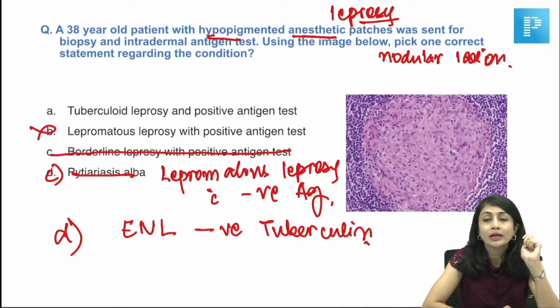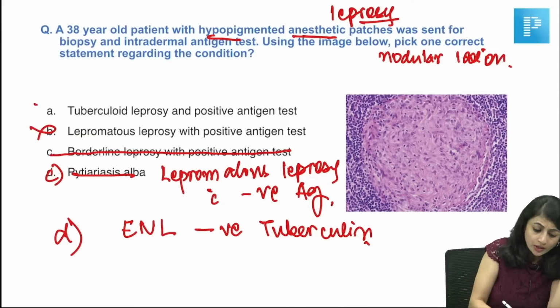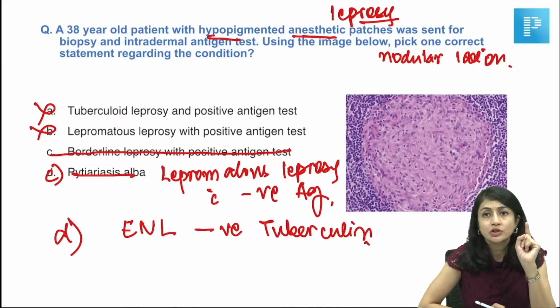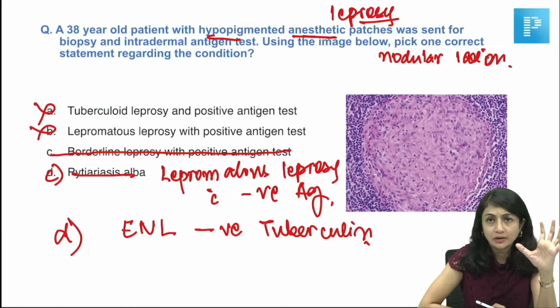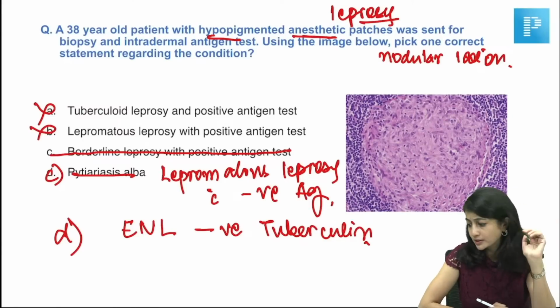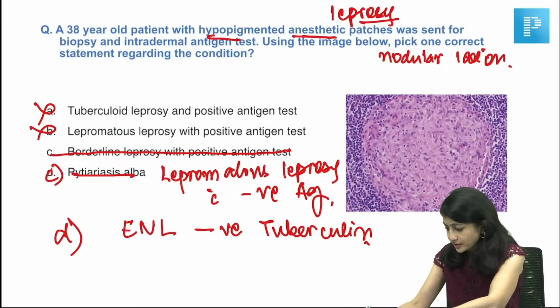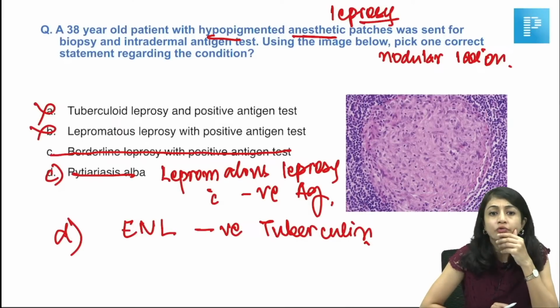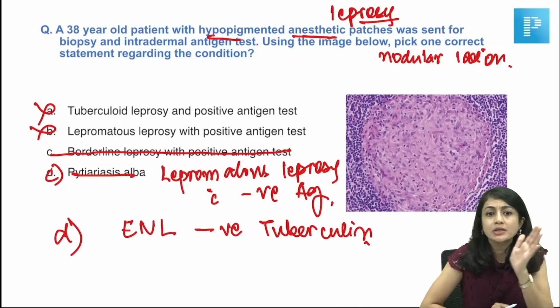Okay, so you are telling me there were only nodular lesions and it was not written whether it is solitary or not. Now if nodular lesions were there, I would also rule out tuberculoid leprosy, because tuberculoid leprosy does not present with nodular lesions. It would usually present with a plaque, a single plaque or 1 to 10 plaques. Nodular lesions with some anesthesia written. So we are left with two options, lepromatous leprosy with negative antigen or ENL with negative tuberculin.